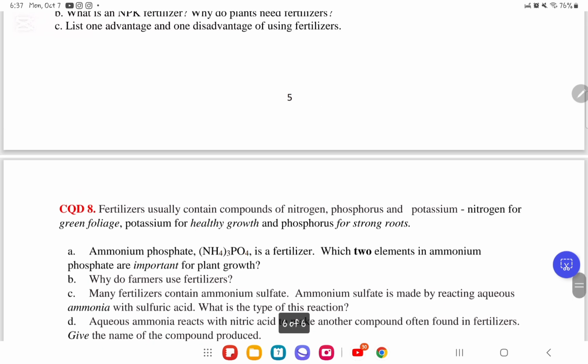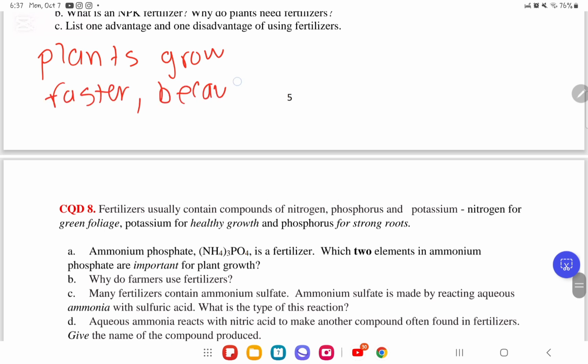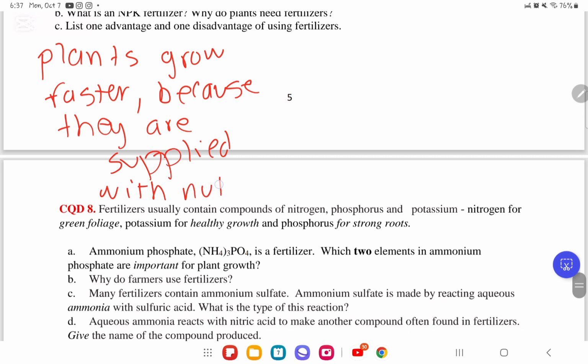Now part C, list one advantage and one disadvantage of using fertilizers. One advantage is that the plants grow faster. So we will say plants grow faster. Why exactly do they grow faster? Because they are supplied with nutrients. Okay, this is an advantage.